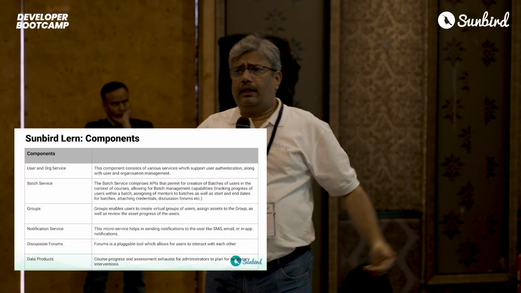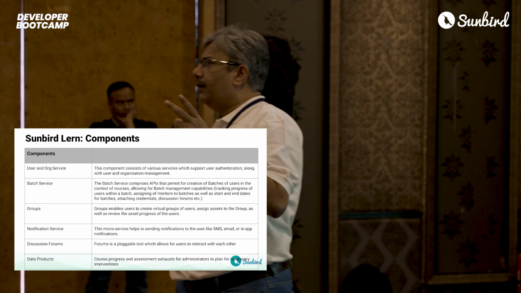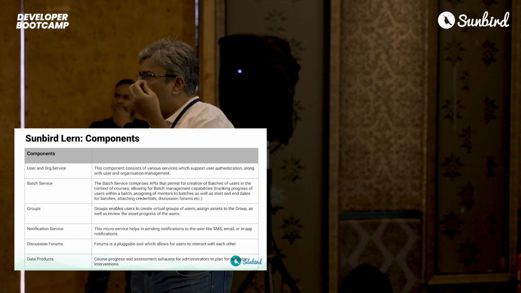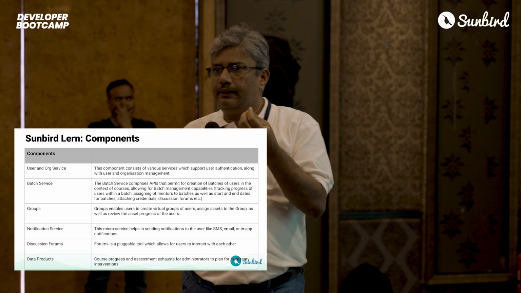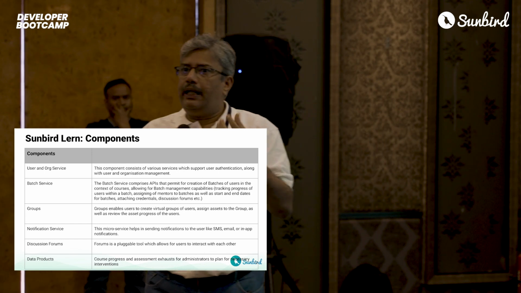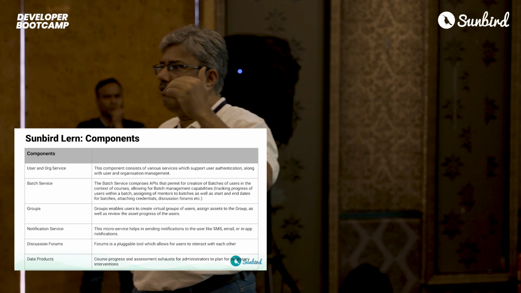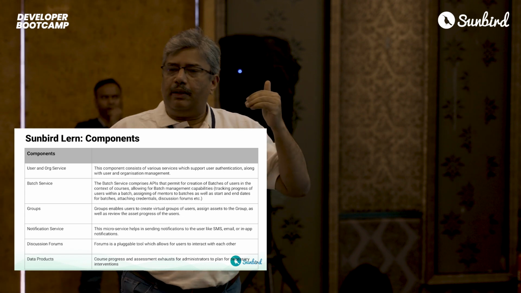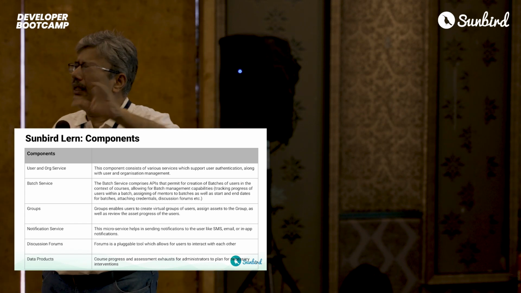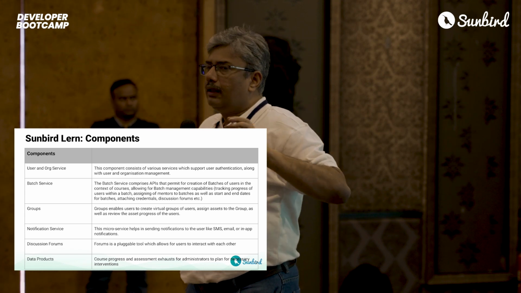Every Sunbird building block typically has two types of components. One is a service, which exposes a set of functionalities through APIs. That's a typical microservice architecture, so every Sunbird building block typically has a set of microservices which provide certain functionality. Some of the building blocks also have UI components, which are reusable UI components. So these are broadly the two types of components that you see in any Sunbird building block.